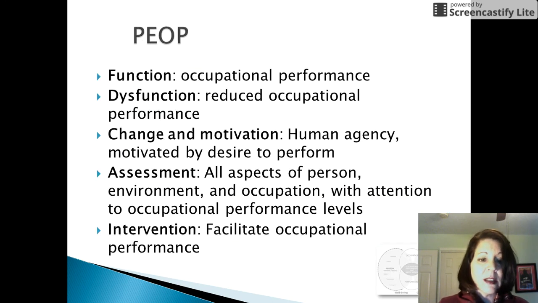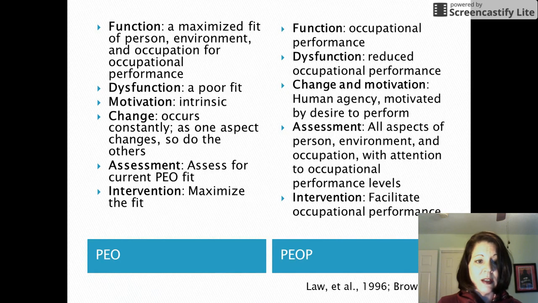So here's the list of PEOP: function, dysfunction, change, motivation, and assessment. I feel like we've talked through some of those already, so I'm not going to go into great detail with that. Here's a little bit of a comparison of how PEO and PEOP line up. So you might want to stop and kind of study this slide a little bit to see some of the similarities and differences, which, by the way, you all did a great job catching on to those in your online assignment.